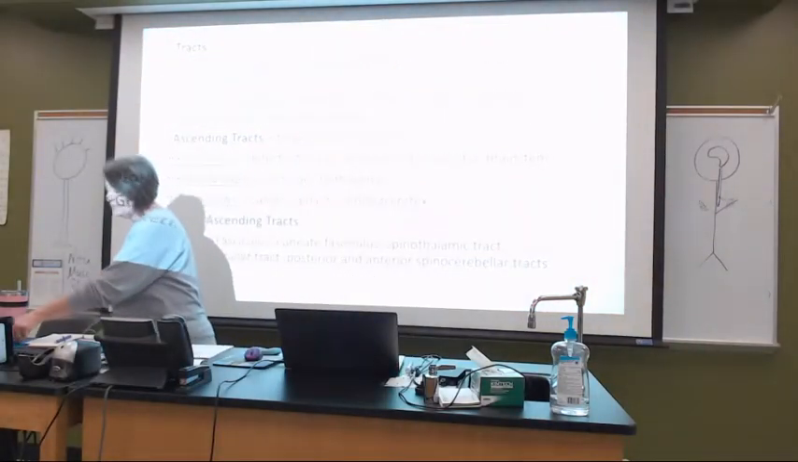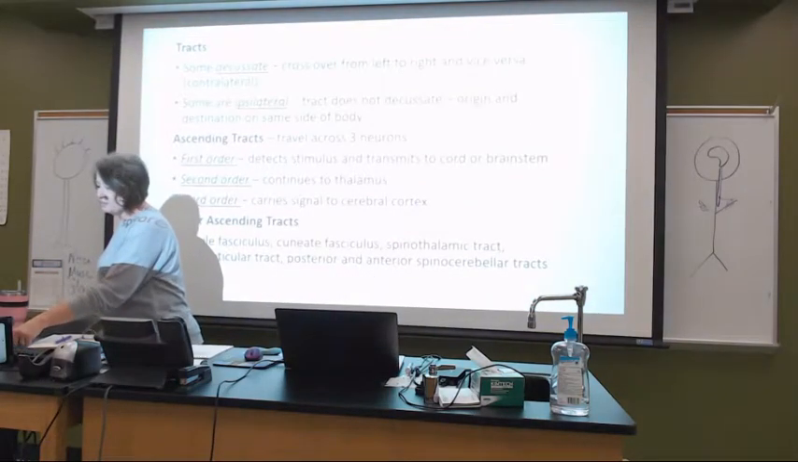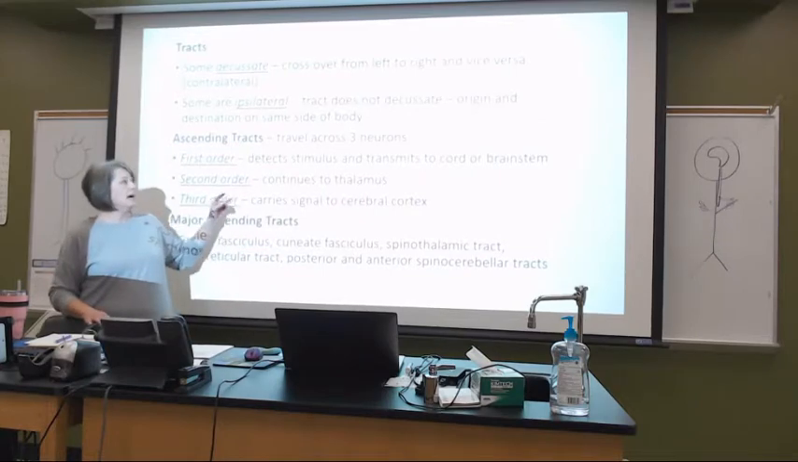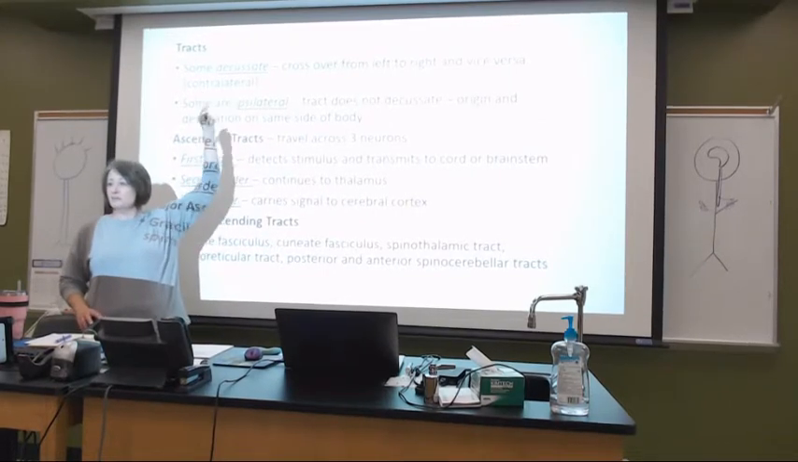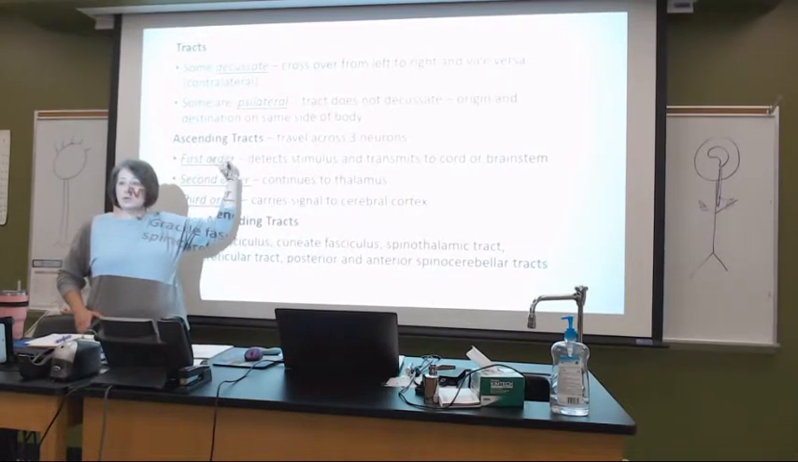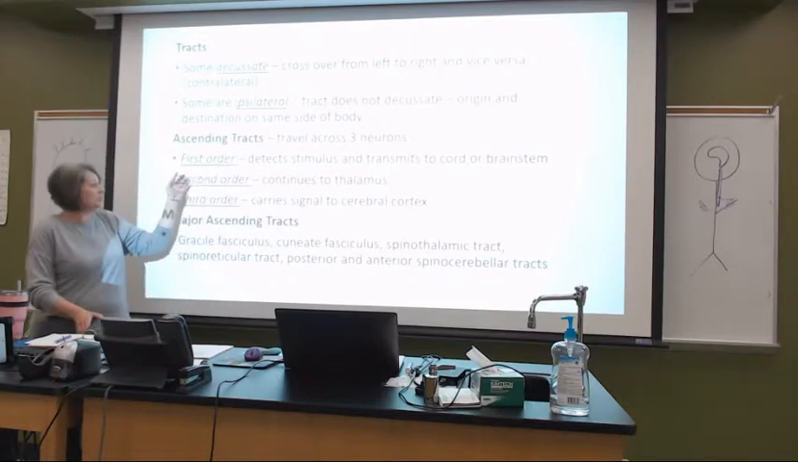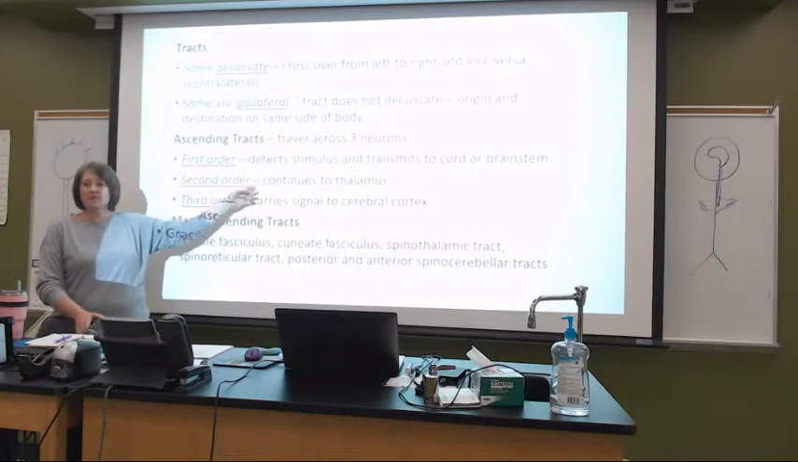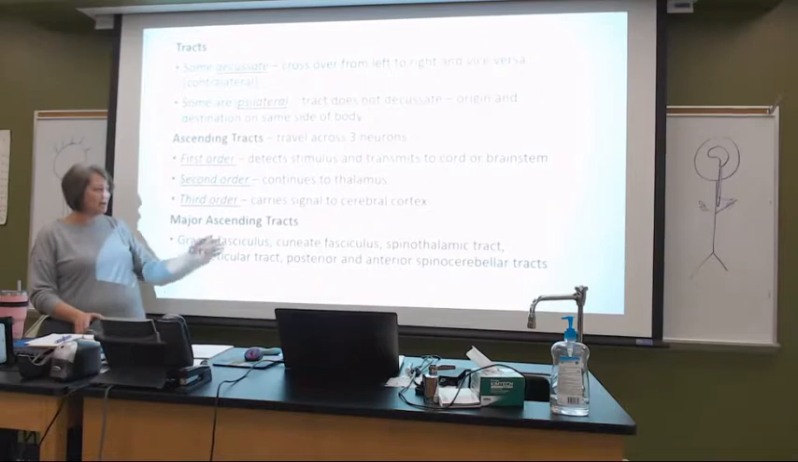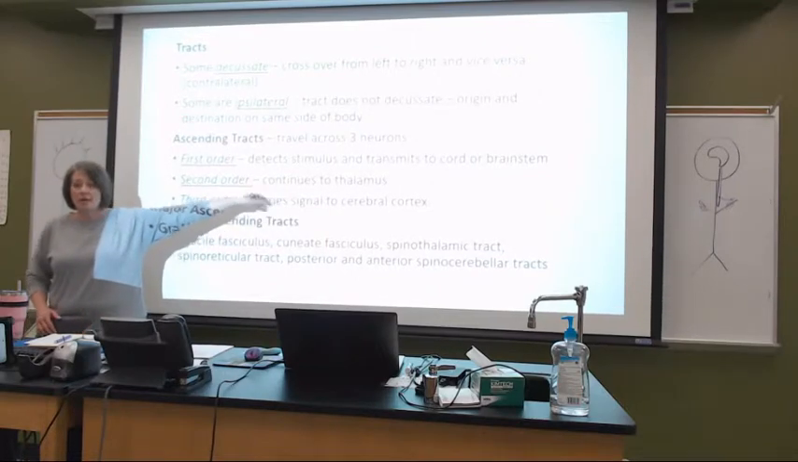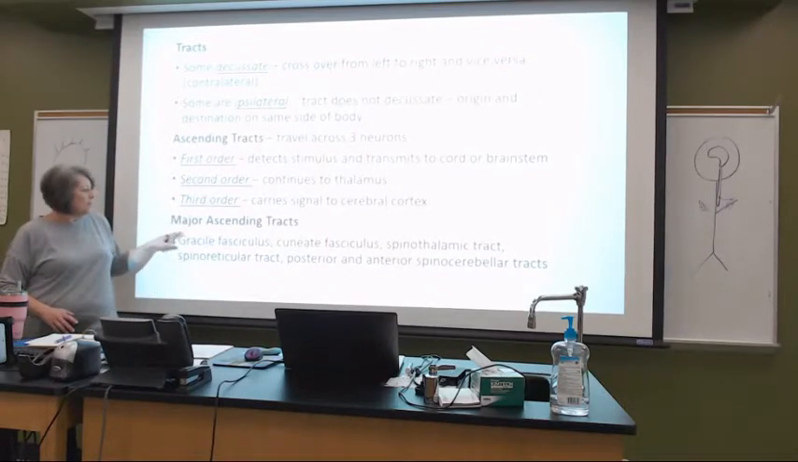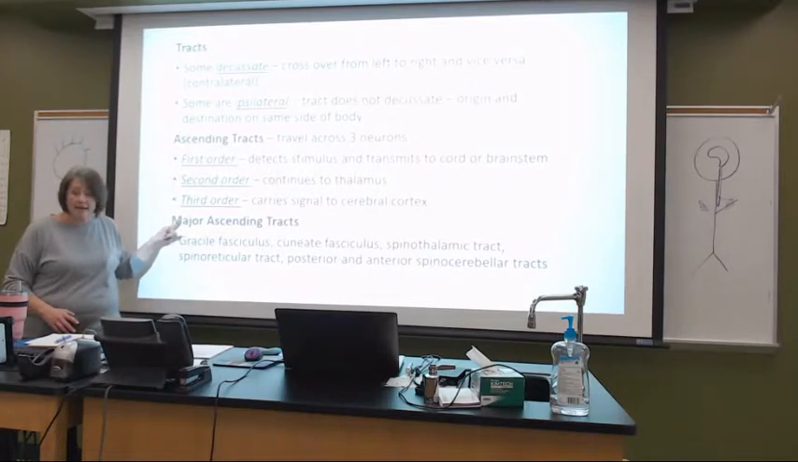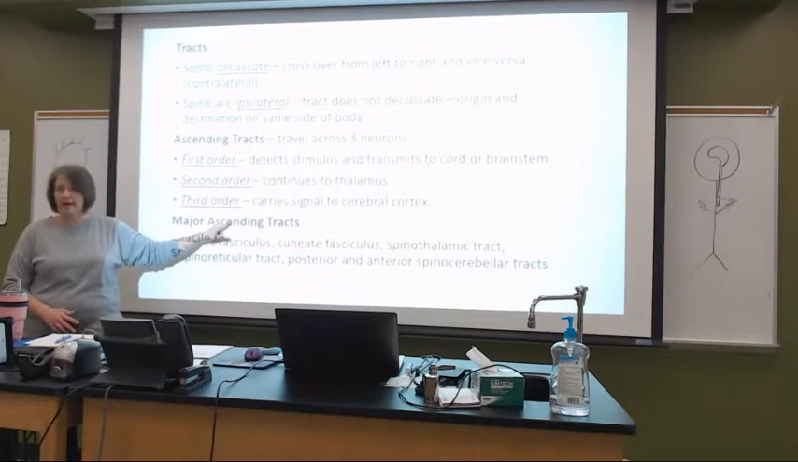So these ascending tracts and their information, one of the things that's going to happen, the three neurons, because we've got to have the receptor, we've got to have that information to send it to the thalamus, then from the thalamus to the area of the brain that it needs to go to. And then these are what are termed the major ascending tracts.